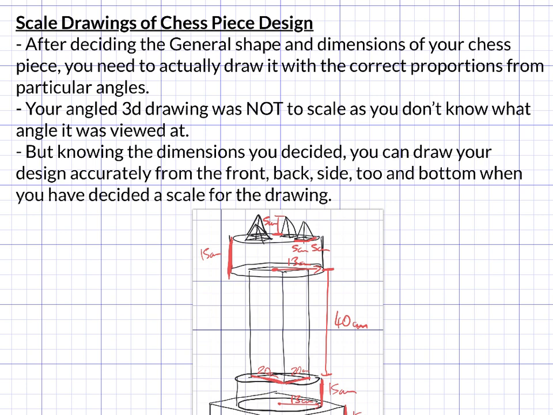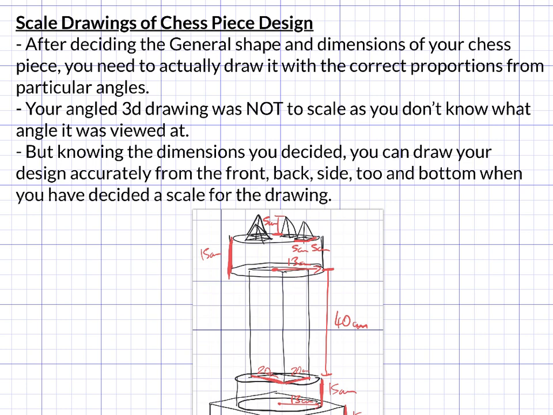So the last video was about deciding the general shape and dimensions of your chess piece, but that was not an accurate drawing. We don't know what angle it is, the drawing's pretty rough, it's not even straight lines. You need to actually draw it with correct proportions from particular angles for the assignment. But it is important that you did some decision-making with this drawing quickly so you know a lot about it. Your angle 3D drawing was not to scale, as you don't know what angle it was viewed at.